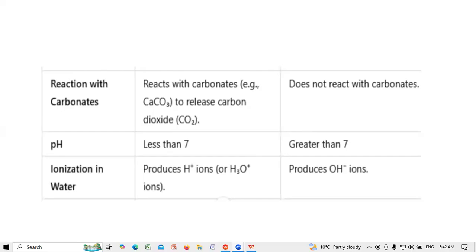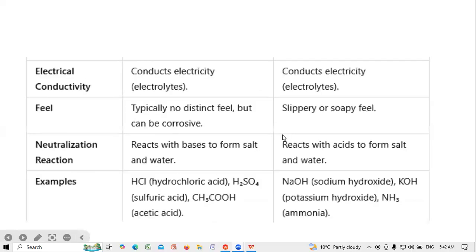Ionization in water: acids produce hydronium ions, and bases produce hydroxide ions. Electrical conductivity: acids conduct electricity, that is electrolysis, and bases also conduct electricity. Touch: acids have no distinct feel, but can be corrosive, while bases have a slippery or soapy feel on touching.